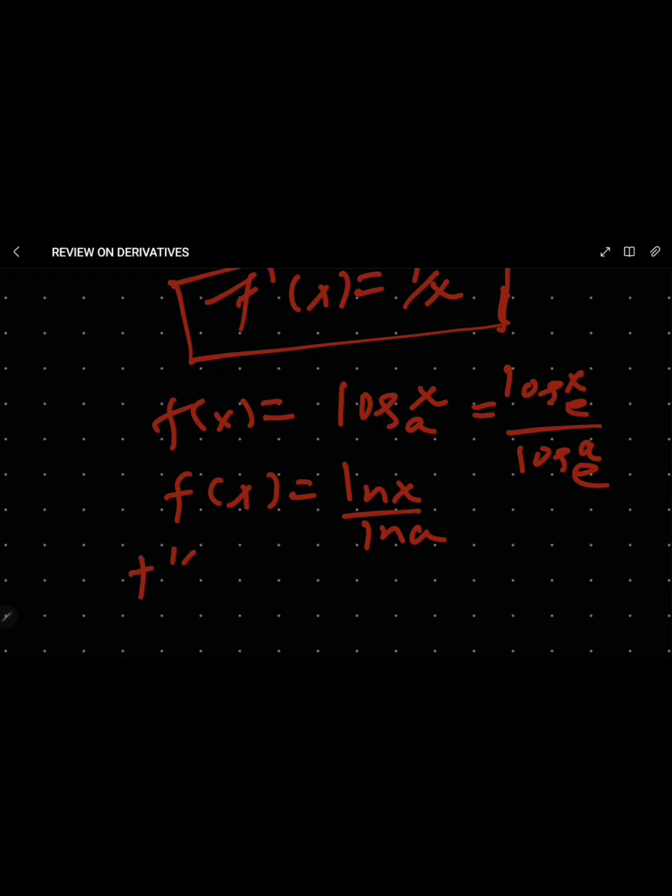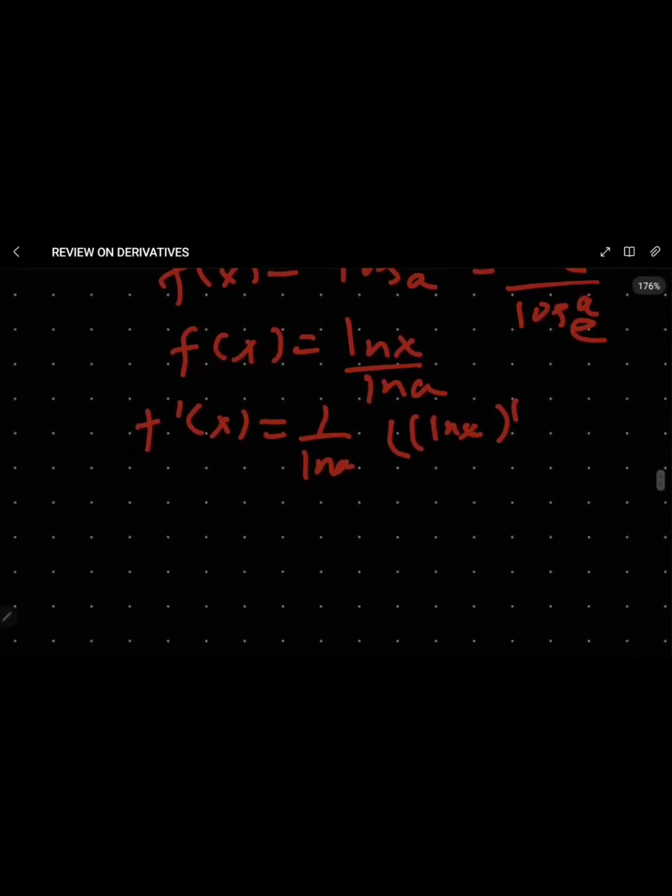So what is f derivative of x? You know this ln a is a constant, so 1 over ln a times the derivative of ln x. The derivative of ln x is 1 over x. So f derivative of x is equal to how much?